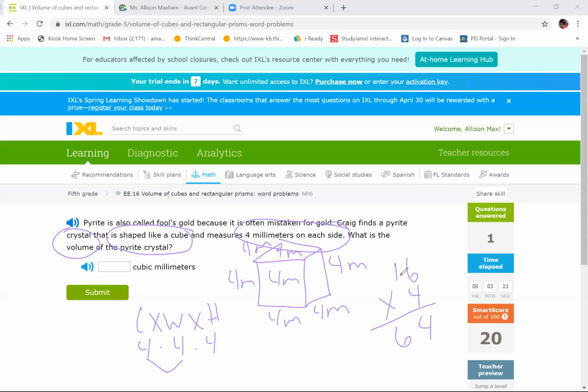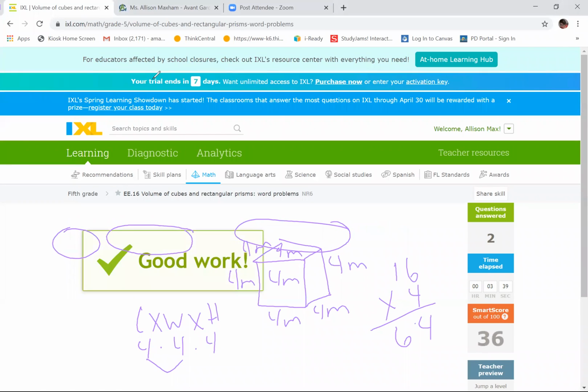And we just did this problem, didn't we? 16 times 4. So if you were doing this on a piece of paper, you would already have that math in front of you, and you would not have to do it again. So make sure you're working on a piece of paper. Good work.